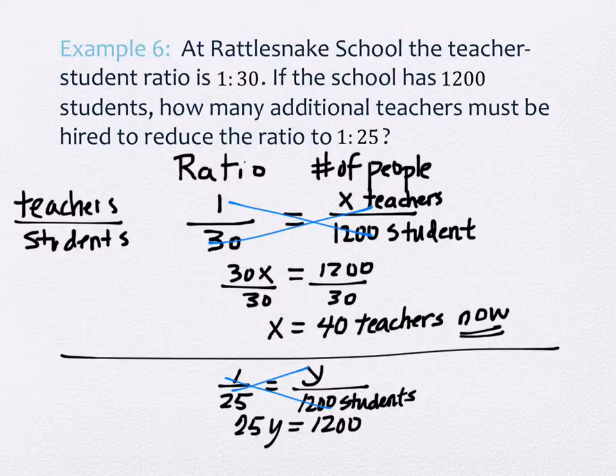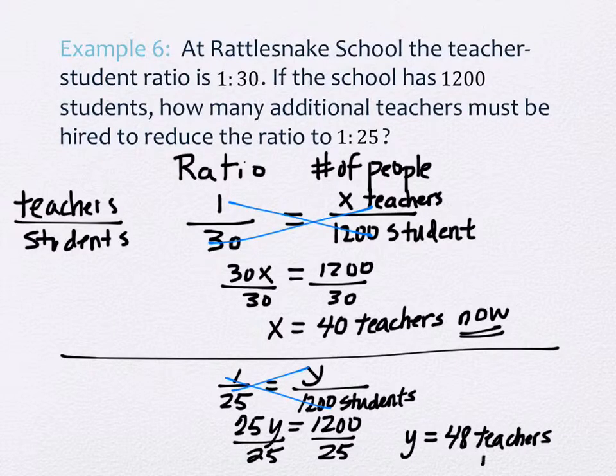Then what? Divide by 25. What does y equal? 48. 48 what? Teachers needed. That's a good way to describe it. Now, this is the total teachers needed. That's not exactly what I was asked. What was I actually asked? The additional ones I need to hire. So the answer to the question I'm asked is actually 8. I need 8 additional teachers.